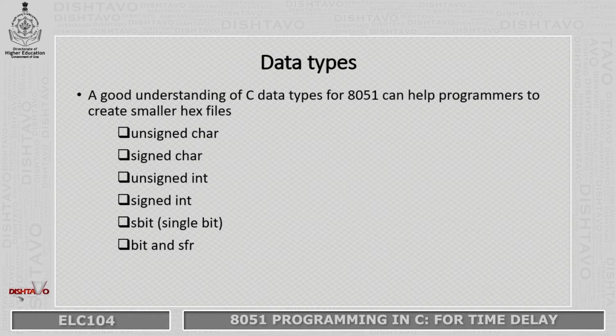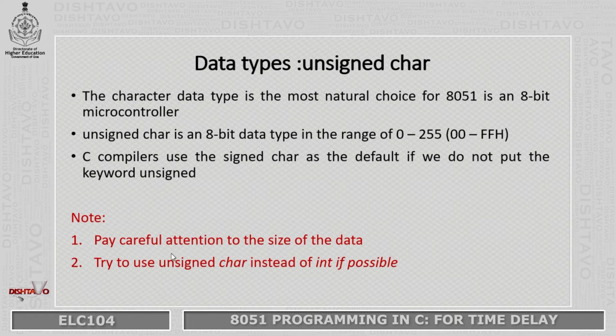Now, there are different data types present in the 8051 microcontroller: unsigned character, signed character, unsigned integer, signed integer, single bit, and special function register. So the first one we'll be covering is the unsigned character. This data type is the most natural choice for the 8051, which is an 8-bit microcontroller. The unsigned character is an 8-bit data type, and the range is from 0 to 255. In terms of hexadecimal, it is 00 to FF.